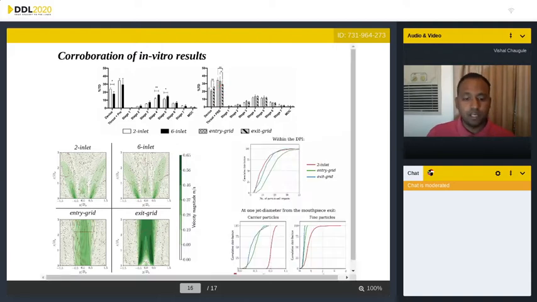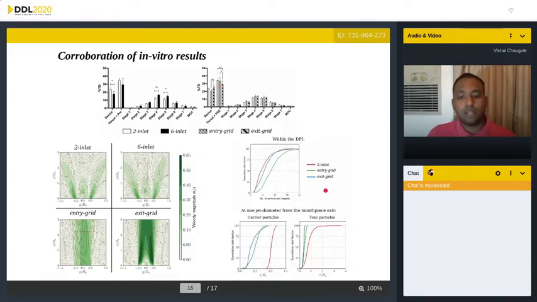Now, we can also bring in CFD results where we first look at the particle wall impacts within the DPI. So the green line is for the entry grid case, which shows a higher number of particle collisions, which means a better de-agglomeration potential, and that's why we see a lower mass of the drug retained in the device for this case.